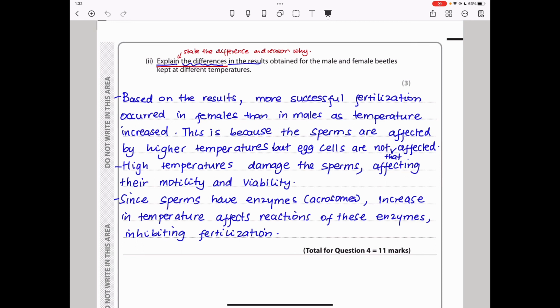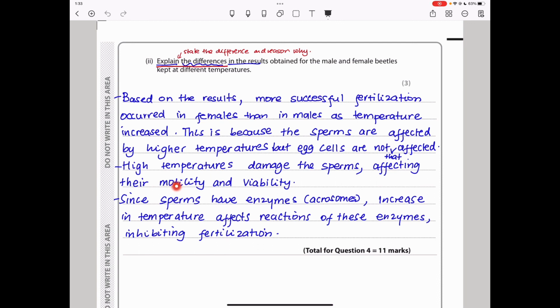This all lies in the sperm. So I say, based on the results, more successful fertilization occurred in females than in males as the temperature increased. This is your fact. Now you have to tell the examiner the reason as to why you think that is. So I say, this is because the sperms are affected by higher temperature, but eggs are not affected. So the higher temperature damages the sperm, and when it does, it affects its motility as well as viability.